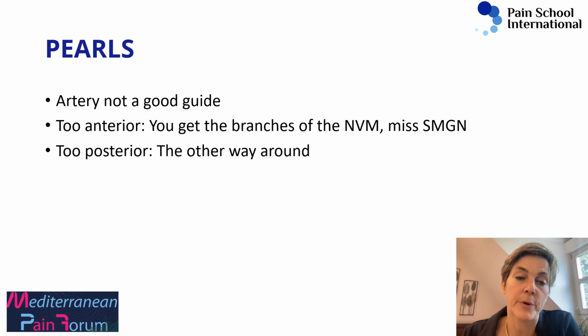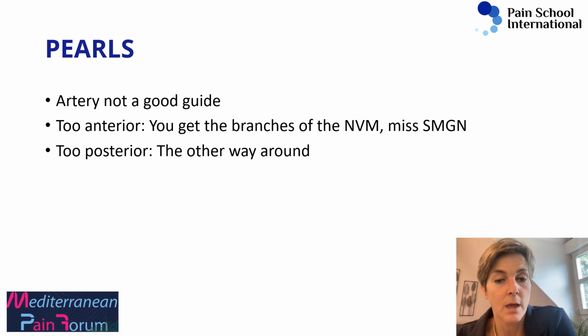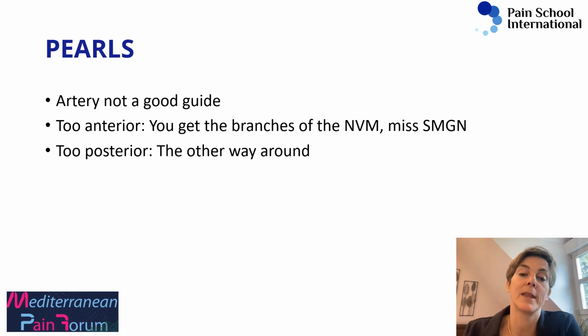A couple of pearls to succeed here. Don't use the artery so much for a guide, because the artery can be in any position, and very often in the elderly it's not even visible. If you place the needle too anteriorly, you get the branches of the nerve to the vastus medialis, but you miss the superomedial genicular nerve. And if you place the needle too posterior, it's the other way around. So again, do multiple lesions.